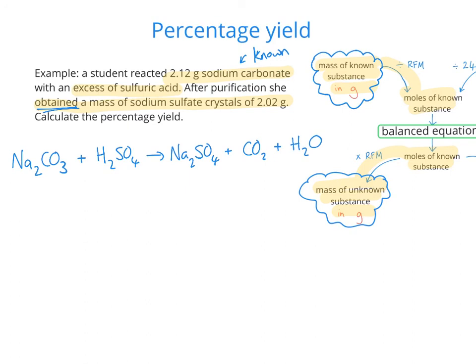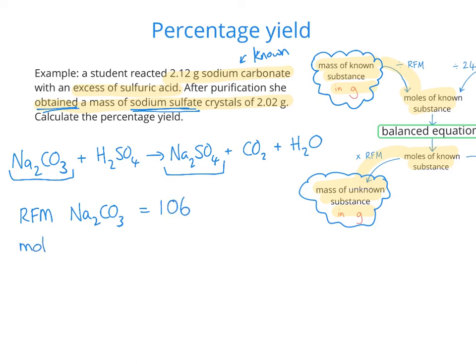I'm assuming we're working out the mass of sodium sulfate. So that's what I want to know, because that's what I've been told here. This is my actual mass. I want to work out my theoretical mass of sodium sulfate. And I've got the mass of sodium carbonate, and I can see they're a 1-to-1, which is very useful. So I've got mass in grams. I want to work out the relative formula mass, or RFM, of Na2CO3 so I can work out moles. Add it all up, it so happens that it is 106.